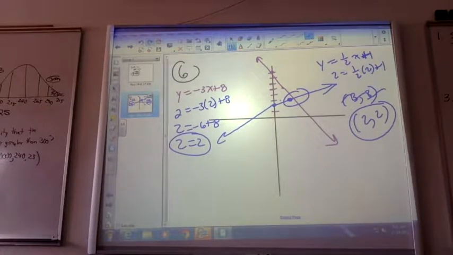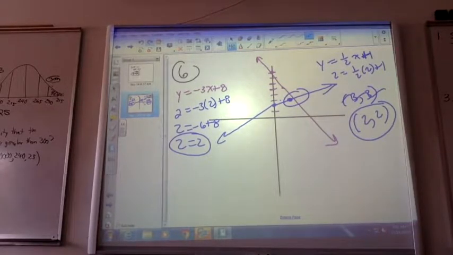All right, let's go to the back. 8 through 16. Questions there? Anything on, yeah, Sammy?